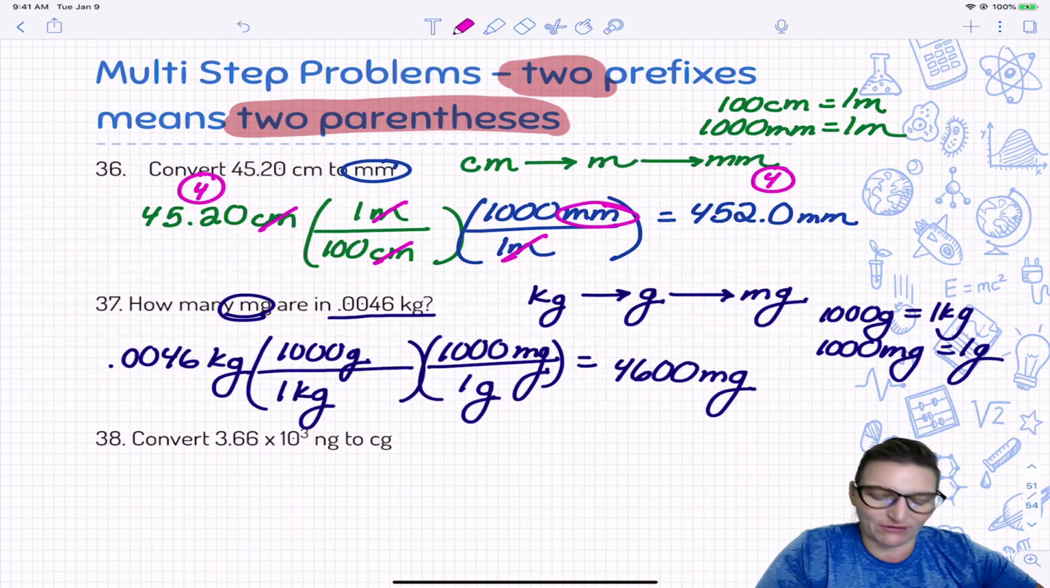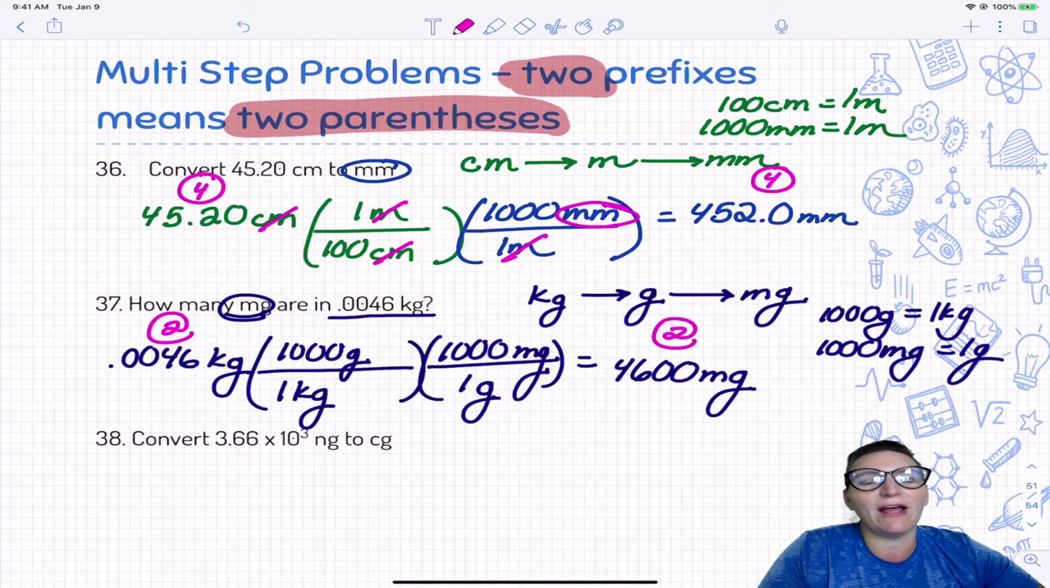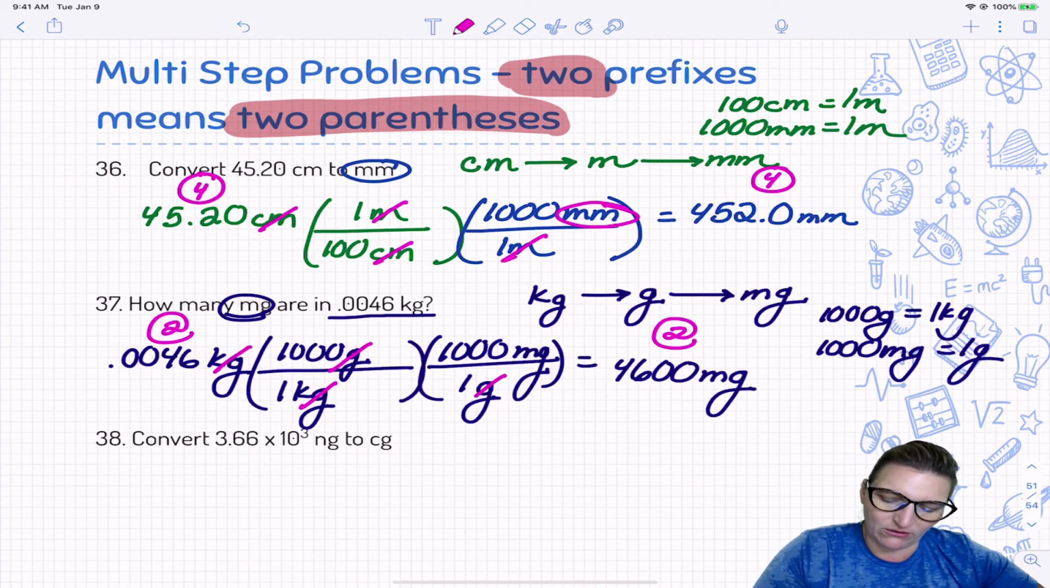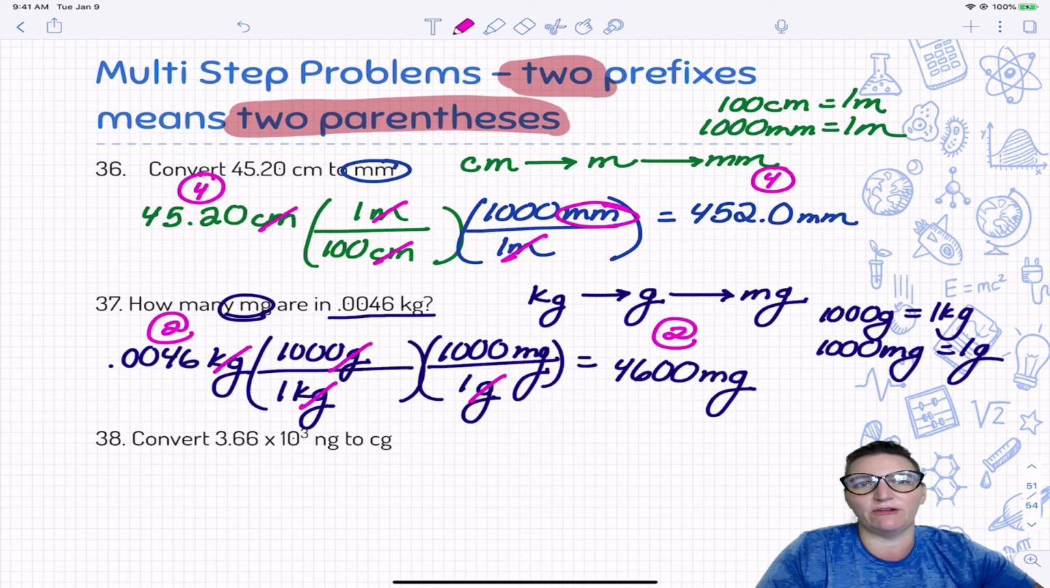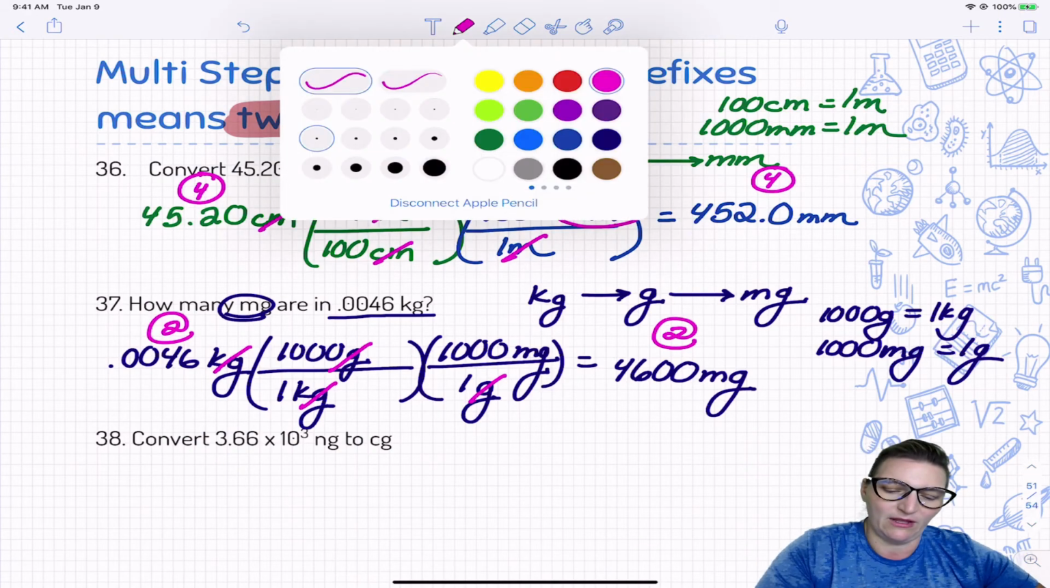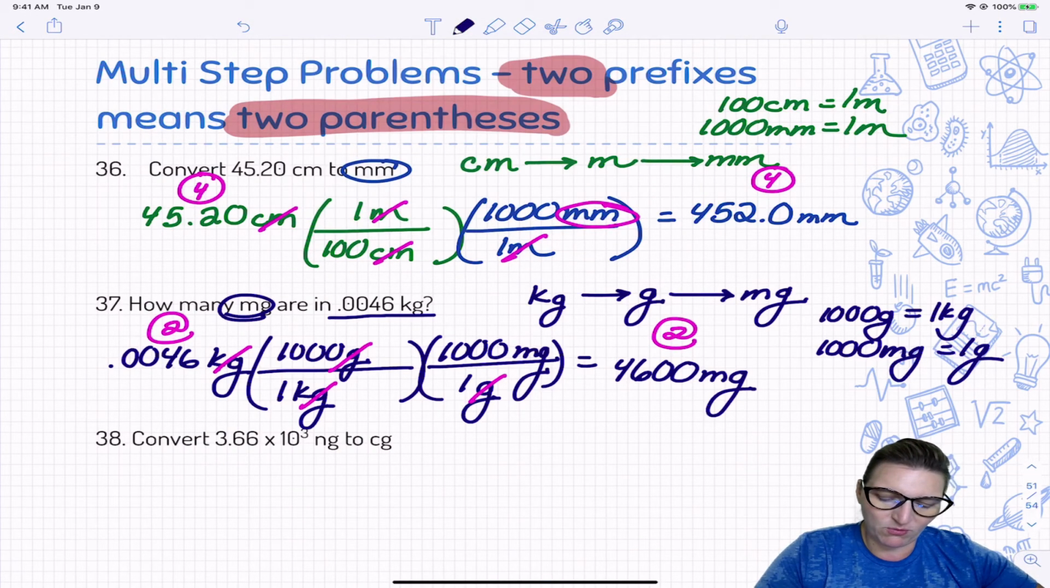Let's check significant figures here. Beginning zeros are never significant. This number only has 2. My conversion factors with the metric system never count, so my answer should just have 2. I don't have to put a decimal point in the 4,600 because zeros at the end are not significant if there's no decimal point in the problem. My units cancel out, 4,600 milligrams. Next problem. Convert 3.66 times 10 to the positive 3 nanograms to centigrams.